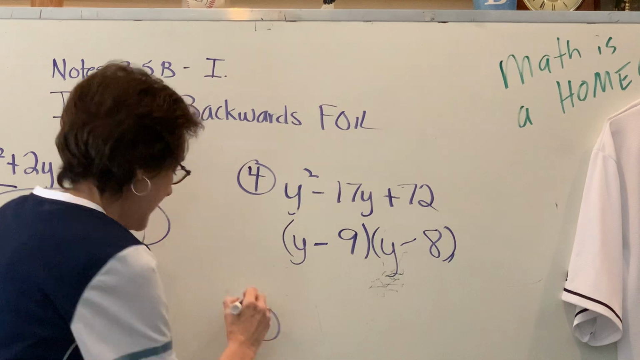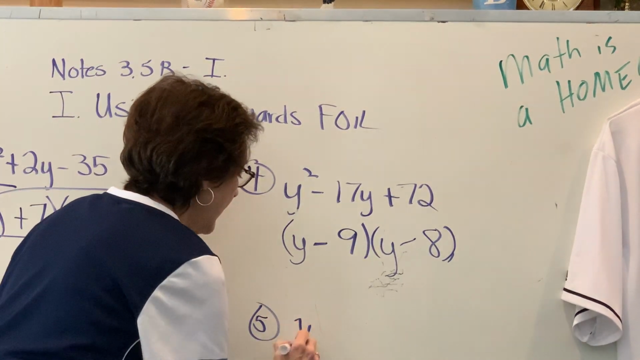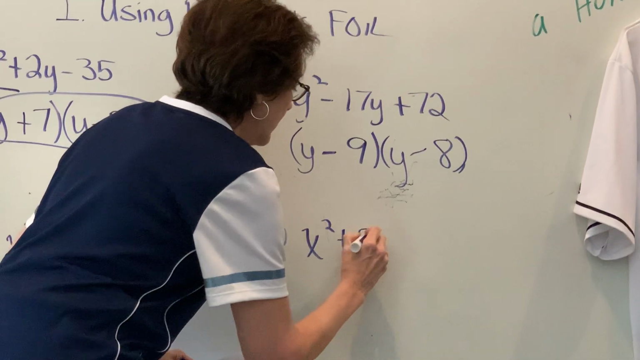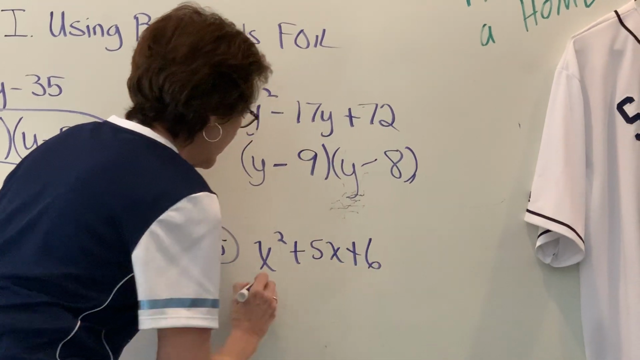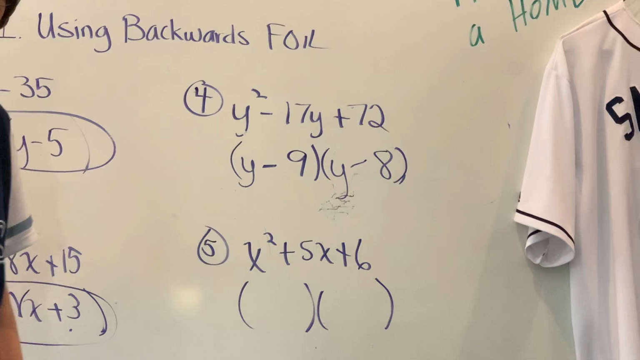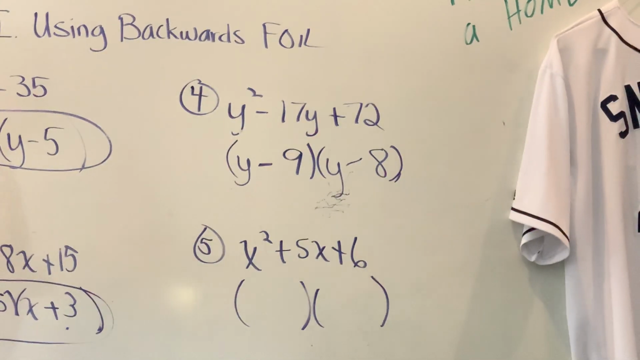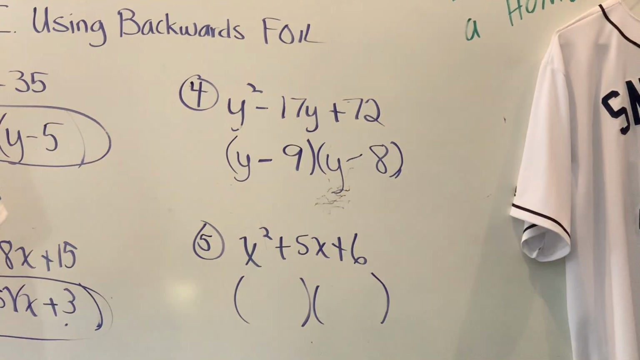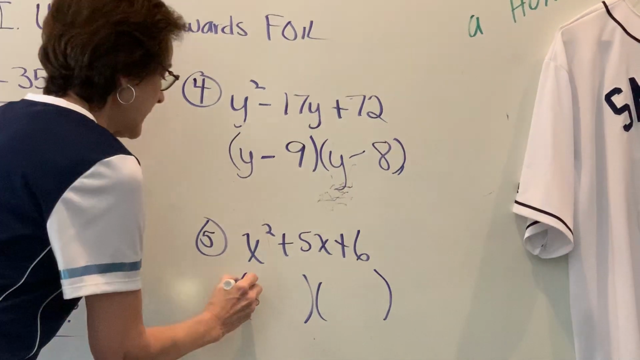All right, number 5. X squared plus 5x plus 6. All right, guys, I want you to try it. Go for it. You try it. See if you can figure out the 2 numbers that will work. We know it's x times x. I know you know that.